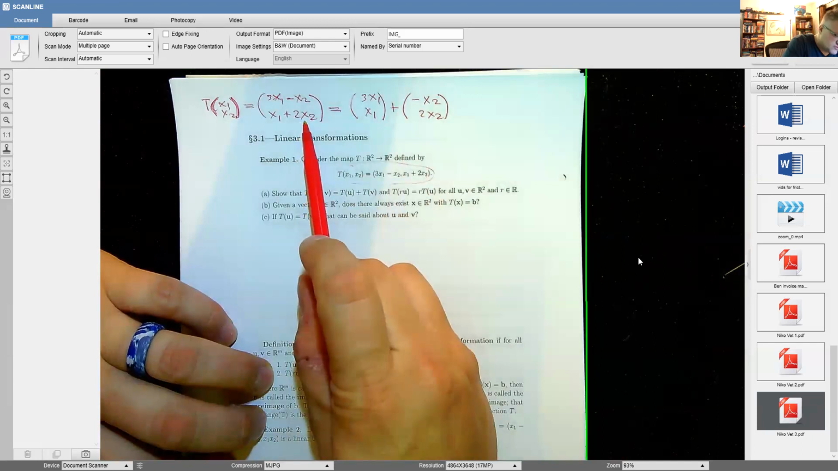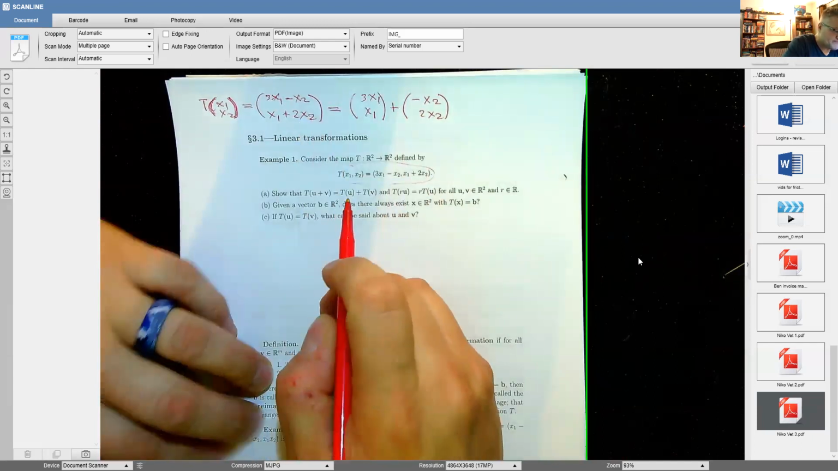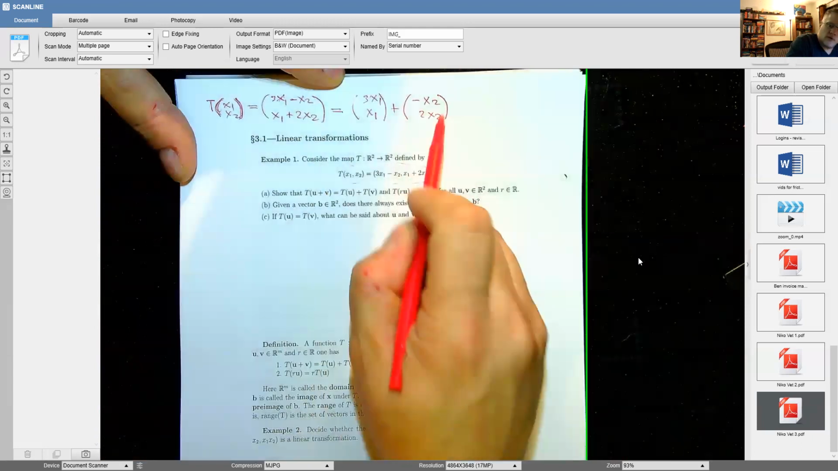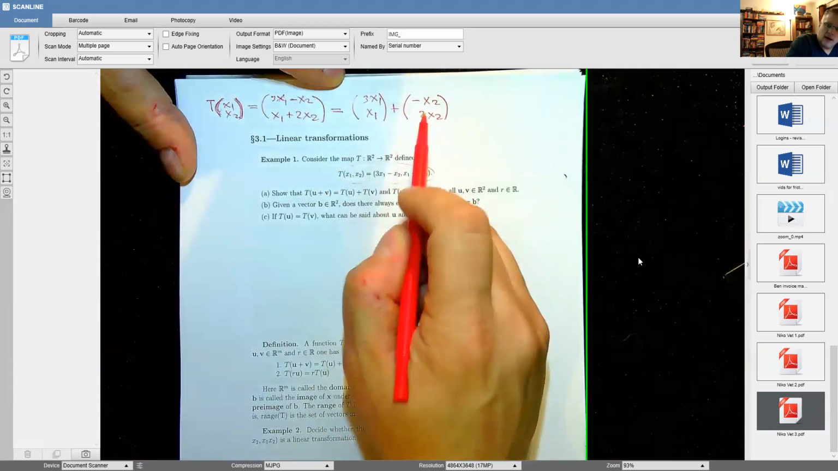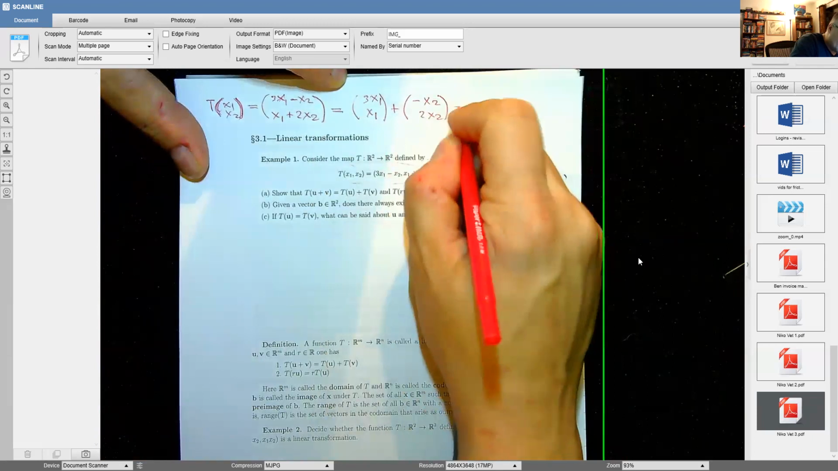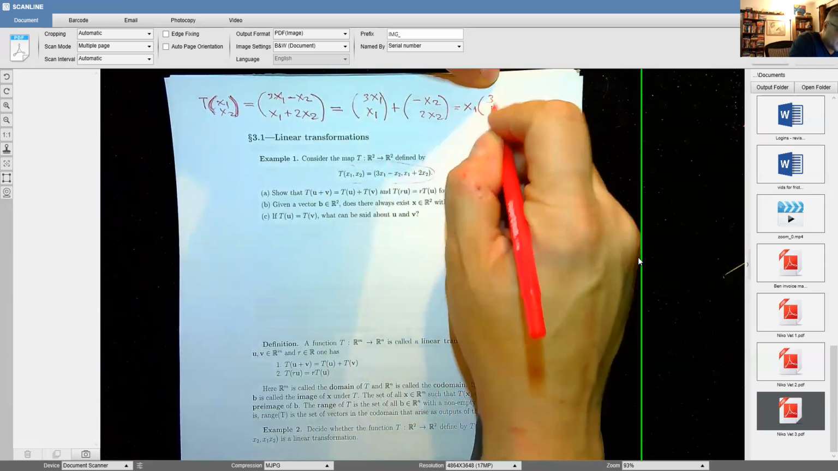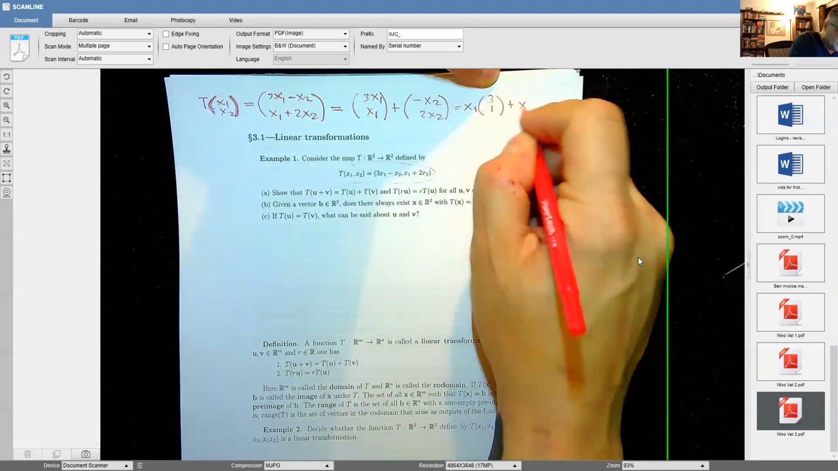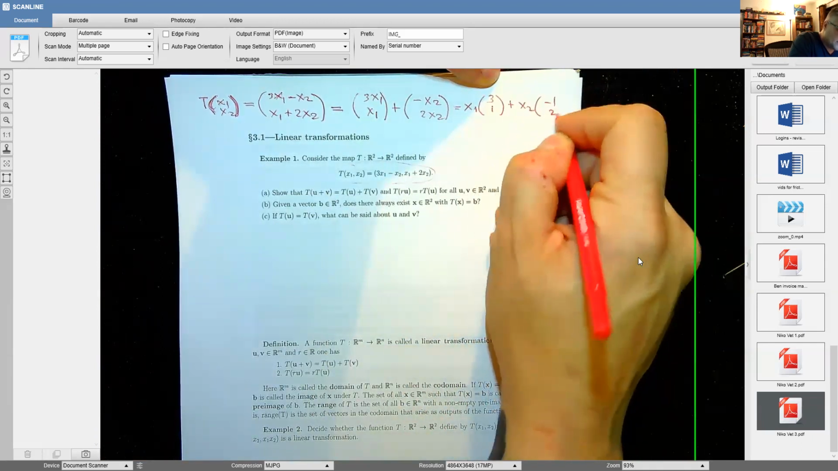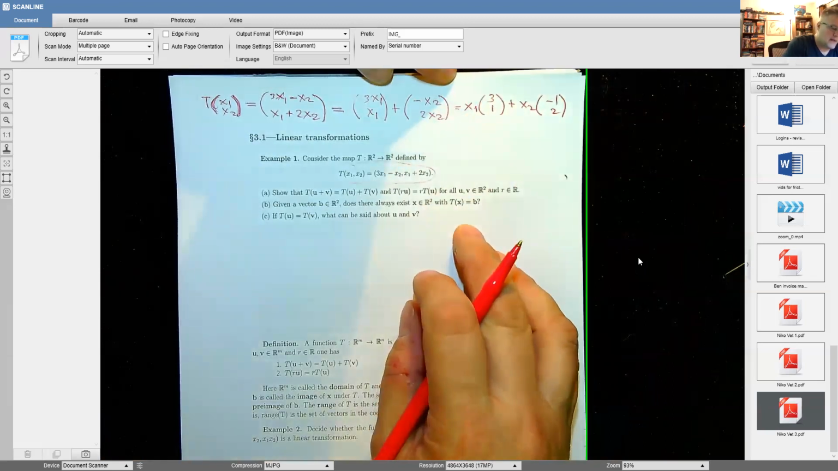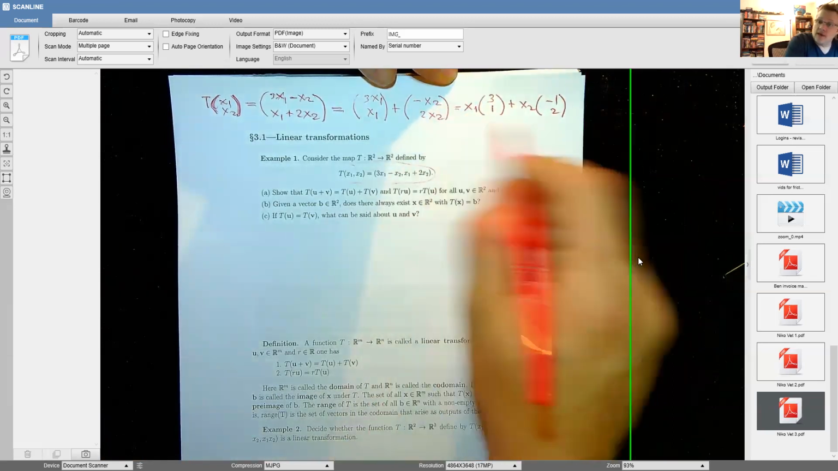So I'm just doing this so I can write it a different way. Now notice here, the x1 and the x2 are real numbers and they're common to both components, so I could yank them out, right? So I have an x1 times (3, 1) plus an x2 times (-1, 2). So I can write it in that way. And that's going to be helpful, number one.